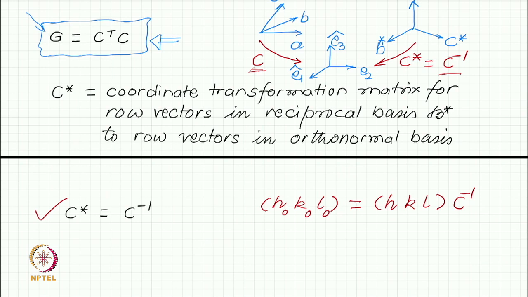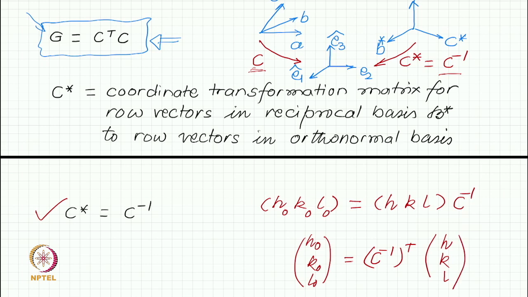Some people do not like this change from row to column. They say that once and for all we have decided that all vectors, whether in real or in reciprocal space, we will always write in column. If you decide that, you can do that, then you can take the transpose and you will find H naught, K naught, L naught. If you take the transpose of the above equation, transposition changes the sequence of the matrices, as you know, and you will get HKL.